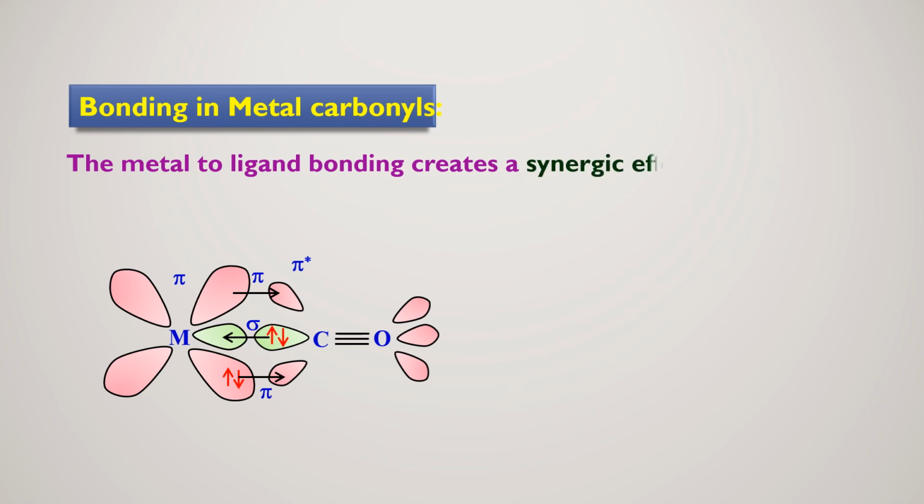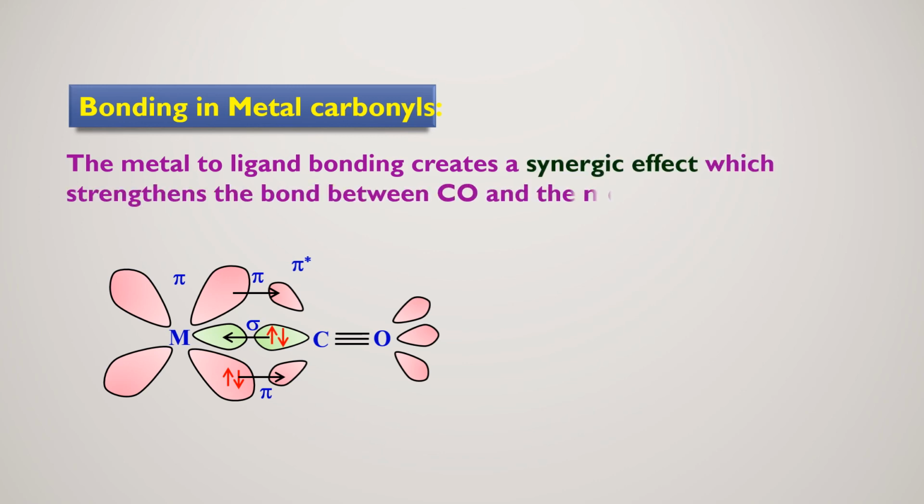The metal to ligand bonding creates a synergic effect which strengthens the bond between carbon monoxide and the metal. Already I told you the metal carbonyl bond is the strongest bond. That increase in strength is nothing but a synergic effect.